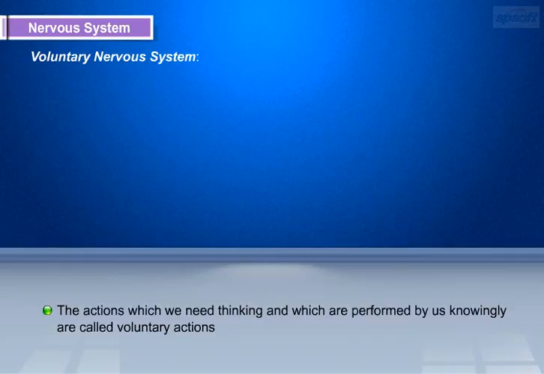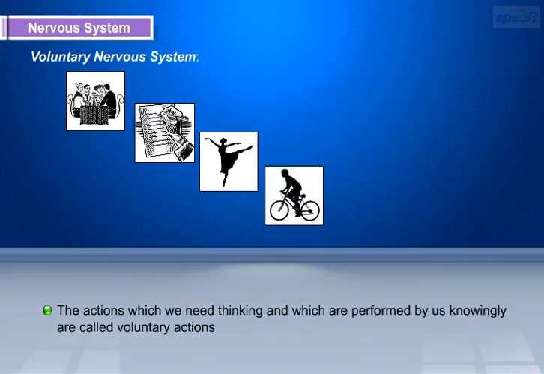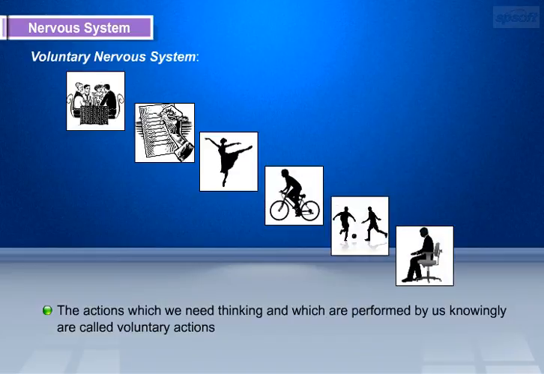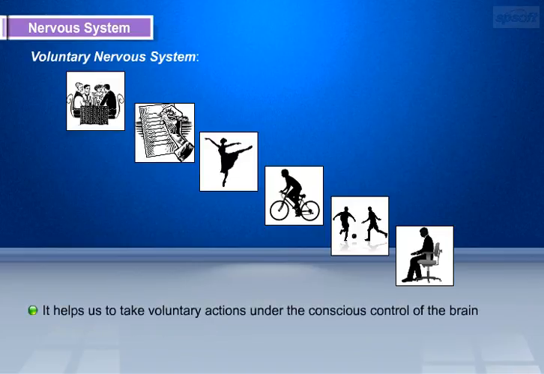Voluntary nervous system. The actions which require thinking, and are performed by us knowingly, are called voluntary actions. For example, speaking to a friend, writing a letter, dancing, cycling, kicking a football, standing in a room, or sitting on a chair, are all voluntary actions. It helps us to take voluntary actions, under the conscious control of our brain.